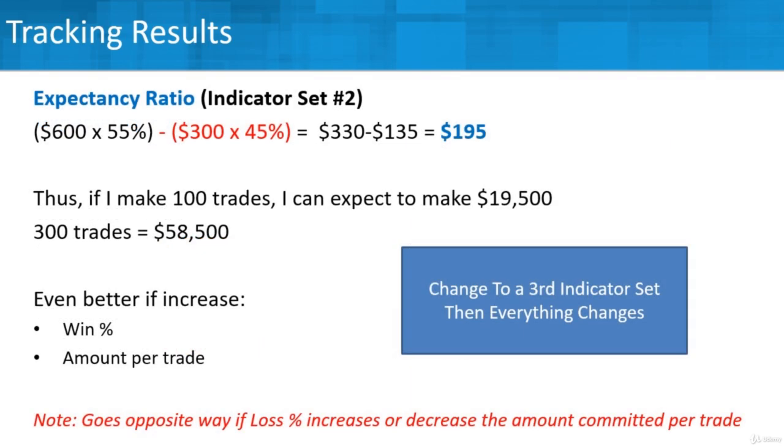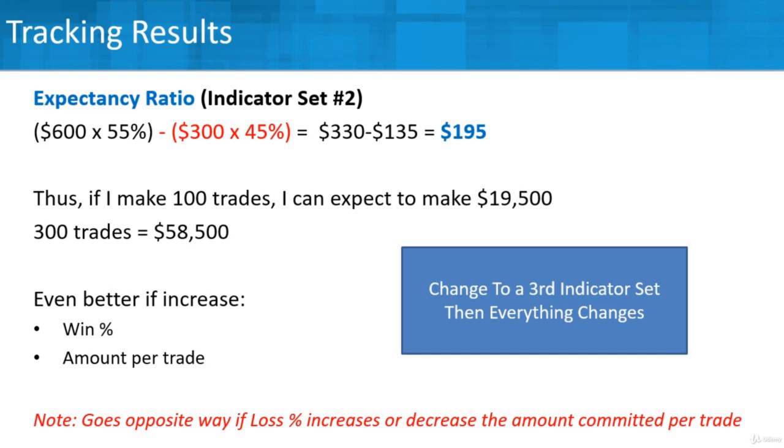Thus, if I was to make 100 trades over, however much time, a month or 2 months, however often you trade, maybe a day if you're fast, doing lots of trades, you can expect to make 19,500, right? So that's 100 times your expectancy ratio of 195, 19,500. Thus, when I get to 300 trades, I'm going to be at 58,500. So again, you're going to have some wins and you're going to have some losses, but when you look at the difference between them in calculating your expectancy ratio, then you can kind of see what your potential profits would be and see if you're doing that.